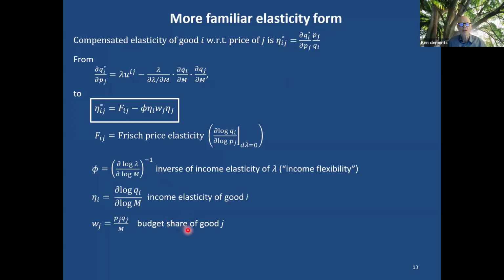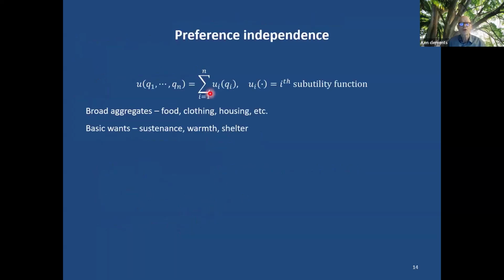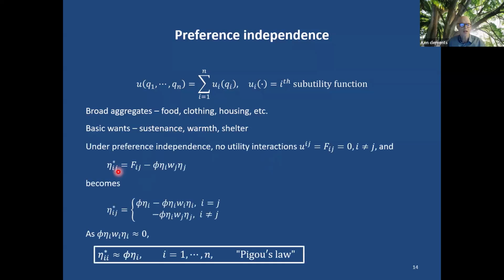We'll come back to that in just a moment, but let's turn to what's known as preference independence, whereby this general utility function is written in almost the simplest possible form. It's the sum of n sub-utility functions, one for each commodity. So there's no interaction between the commodities here in generating utility. And this is probably satisfactory for broad aggregates such as food, clothing, and so on, which satisfy the basic wants of the consumer for sustenance, warmth, shelter, etc.